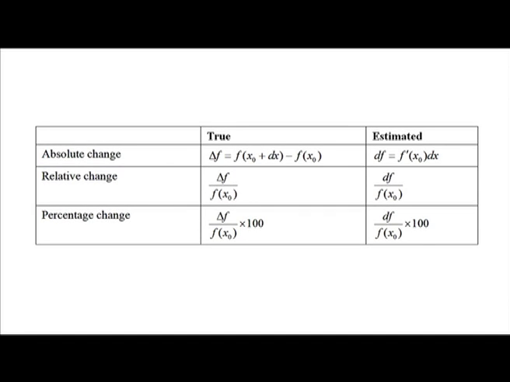Absolute, relative and percentage change. We now discuss absolute change, relative change and percentage change in f as we move from x₀ to a nearby point x₀ + dx. The true value of absolute change in f is Δf = f(x₀ + dx) − f(x₀), and the estimated value of absolute change in f is df = f′(x₀) dx. The true value of relative change in f is Δf/f(x₀), and the estimated value of relative change in f is df/f(x₀). The true value of percentage change in f is Δf/f(x₀) × 100, and the estimated value of percentage change in f is df/f(x₀) × 100.